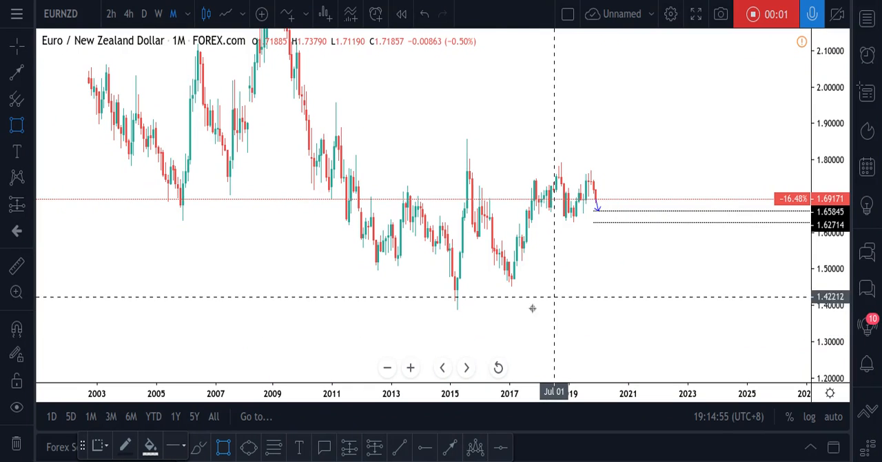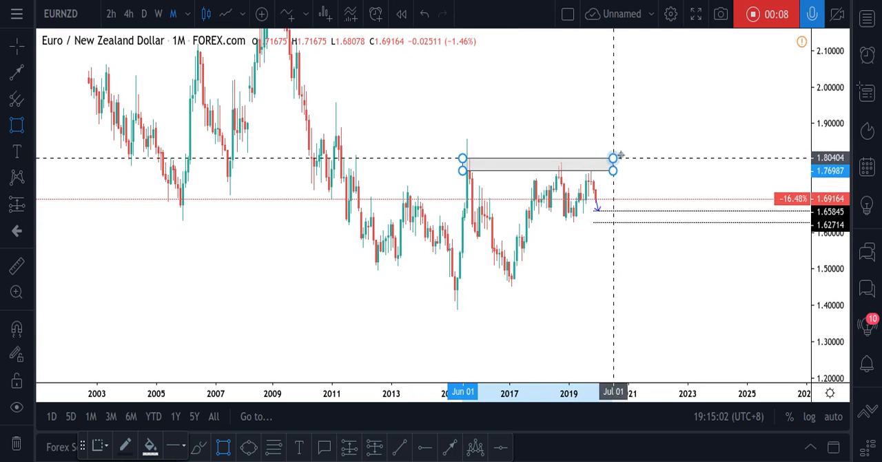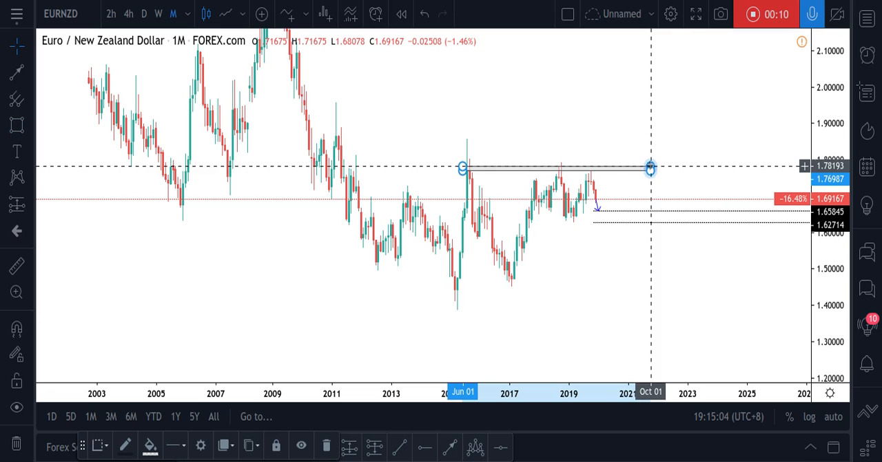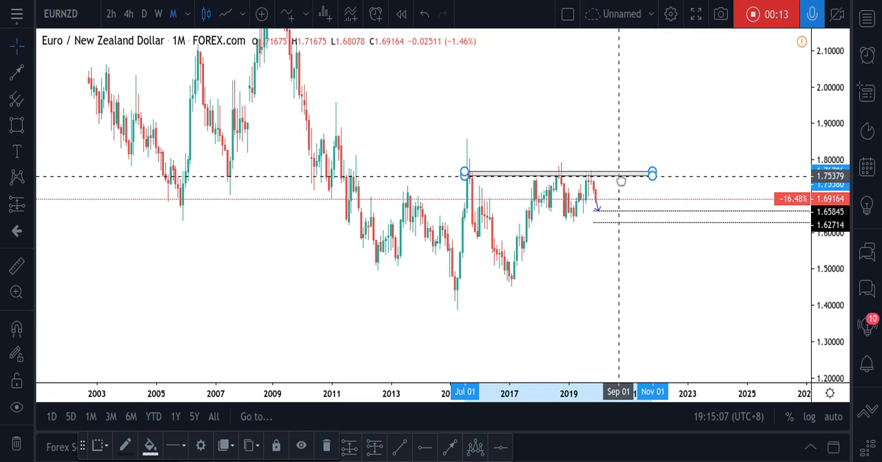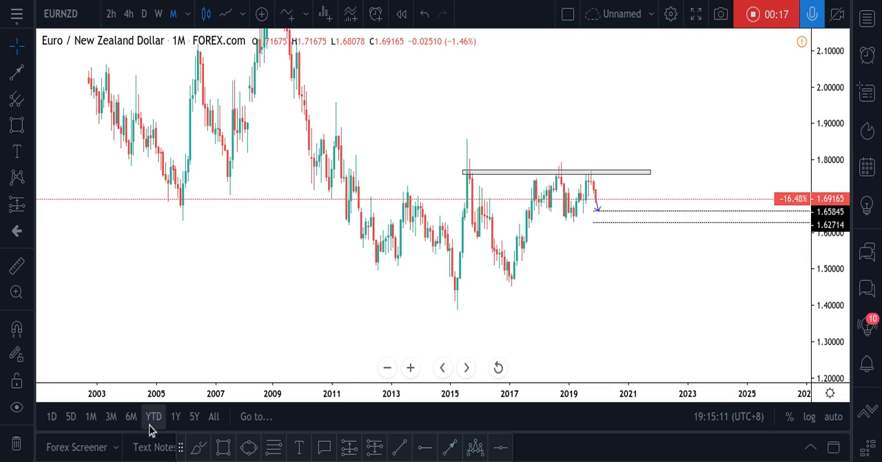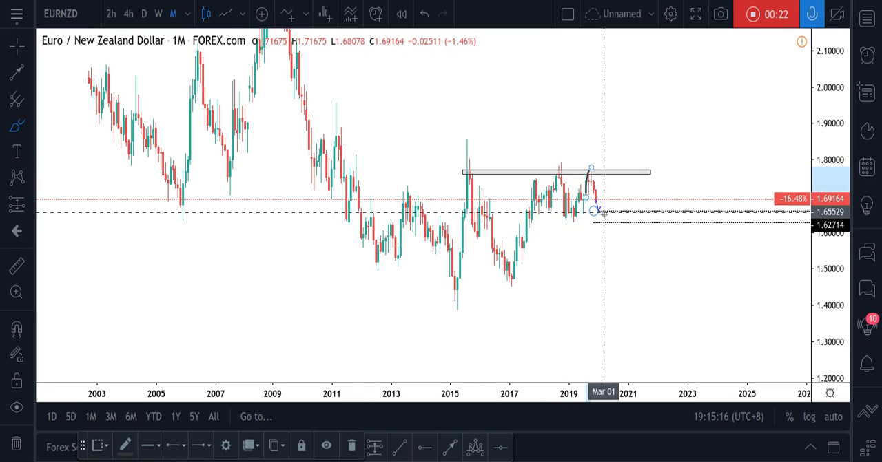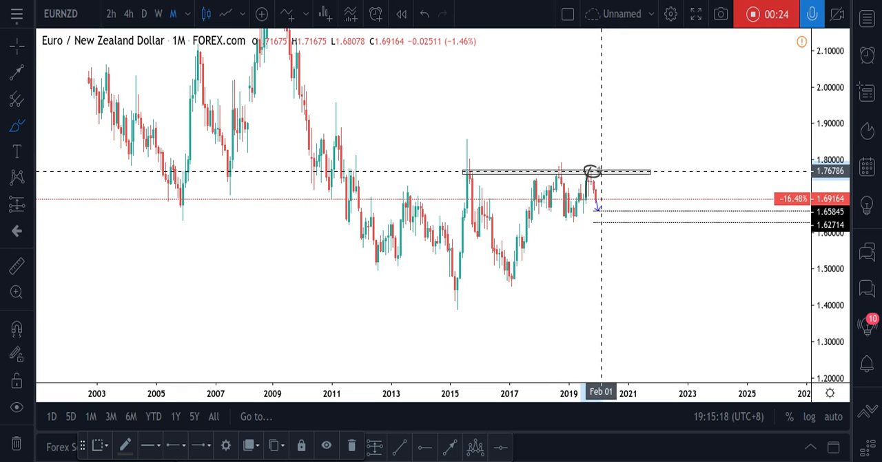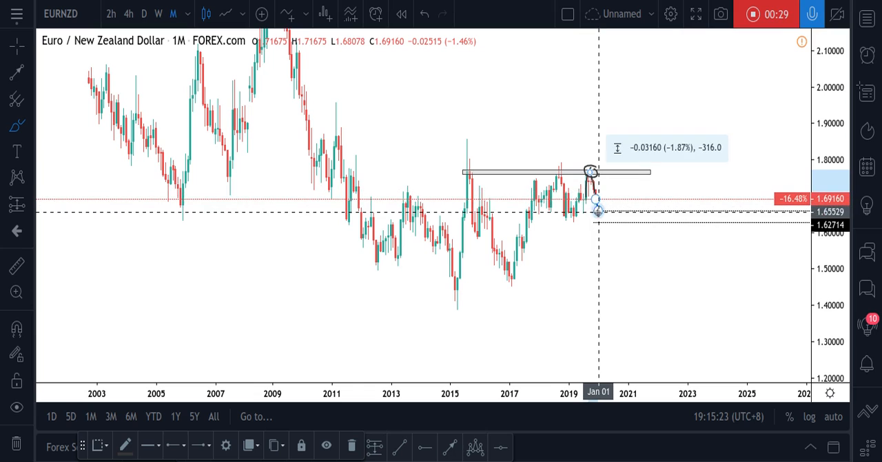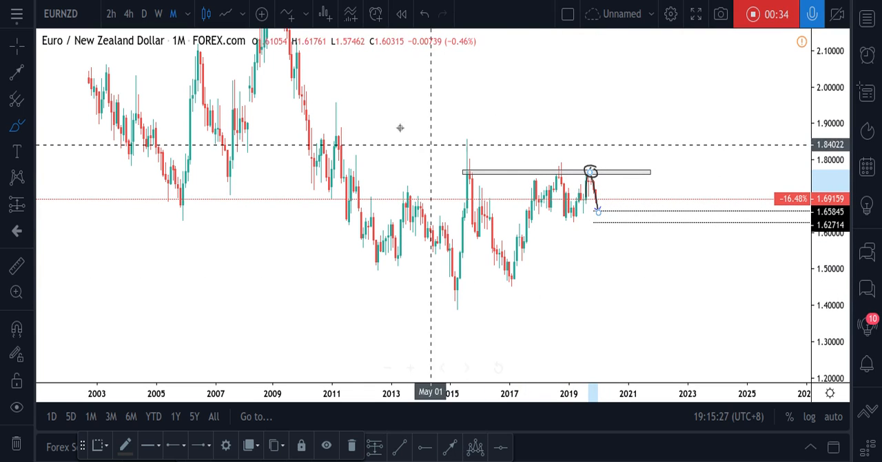Hey traders, let's have a quick look at Euro New Zealand dollar on the monthly time frame. On the monthly time frame, we can see that we have a very strong resistance area around here, and we have been respecting that area in the past, and we're also respecting it now. A few weeks ago, we can see this nice push to the upside, but it couldn't break. So we have a very strong resistance area here on the monthly time frame, and we can expect this market to fall down on the monthly time frame.